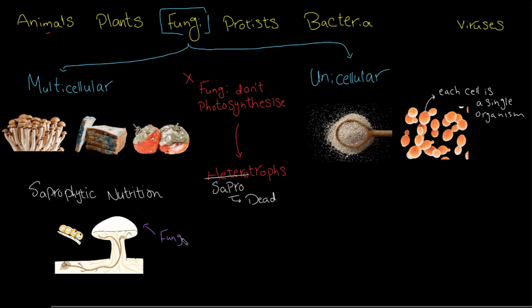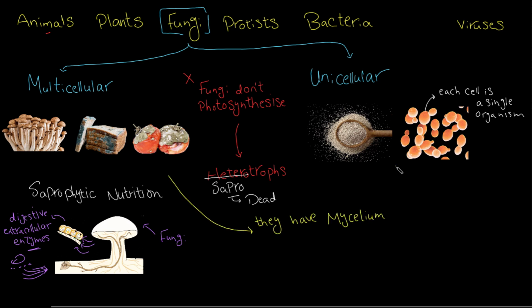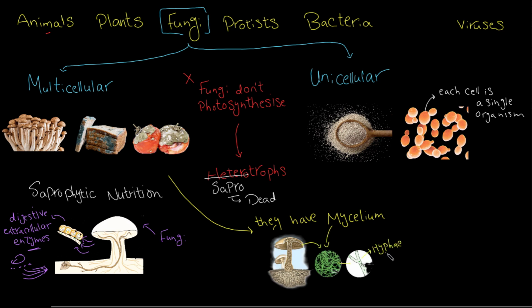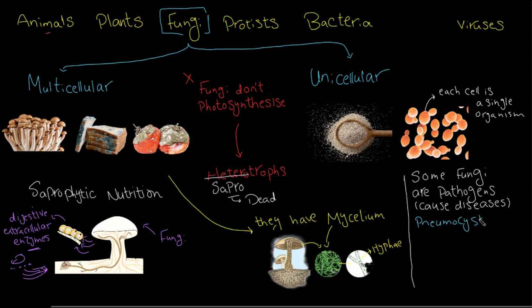In such a process, fungi produce digestive enzymes on food outside their bodies, waiting for the enzymes to break up their food and then absorb the nutrients produced from that breakup into their bodies. Another thing that characterizes fungi is that multicellular ones have mycelium, which is a root-like structure consisting of a mass of thread-like hyphae. Such a structure serves as a network for the fungi to transfer nutrients and distribute them all over its body. Keep in mind that some fungi are pathogens. That means they can cause diseases to humans, such as pneumocystis that causes pneumonia.